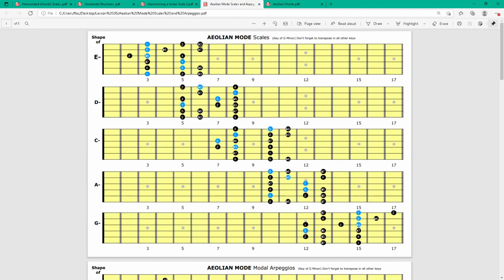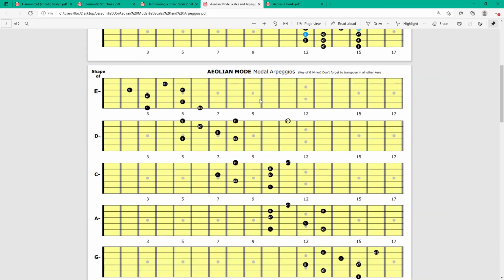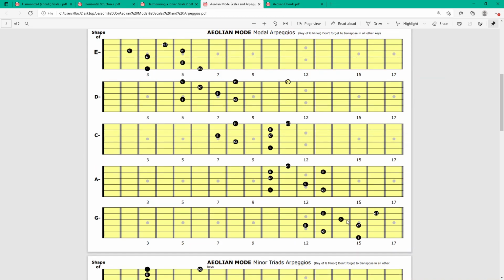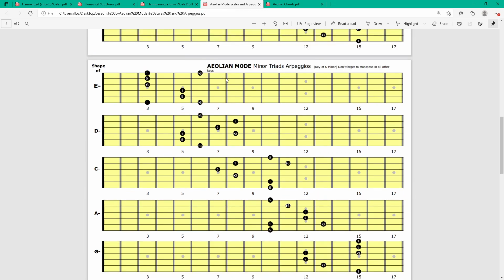And in the PDF, again, if you go down, you'll have Aeolian mode, the modular arpeggios on all 5 shapes, obviously. 1, flat 3, 5, flat 7, 9, 11, and flat 13, and all possible available, starting from root notes, so you train your ears. The Aeolian mode, just the triad, and this is in common with Dorian. It's pretty much the same thing. This could be G Dorian, this could be G Aeolian. We're on fret number 3.